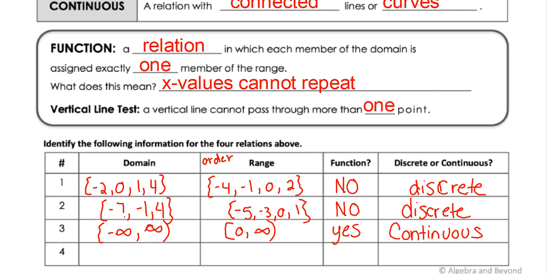All right, then we have our equation, negative 2x plus 4. So that's a linear function, which means I can plug in any x value I want, negative infinity to positive infinity, and it'll give me all the outputs, so negative infinity to positive infinity there also. That is a function, it's a line, and it is continuous.